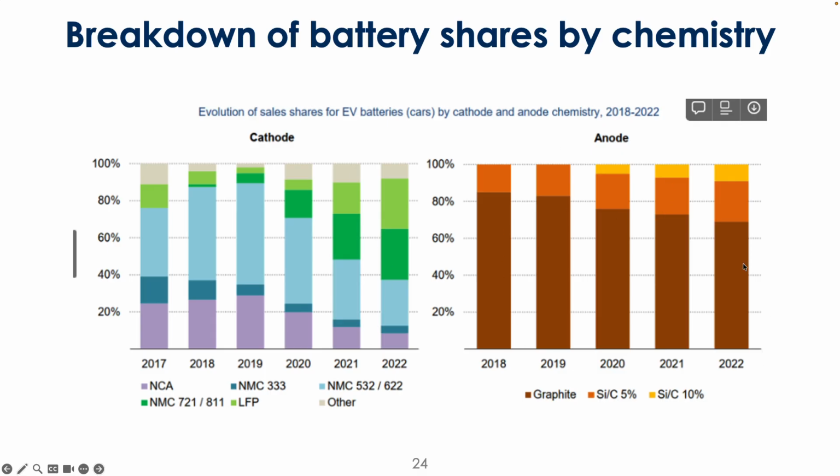That's all on the cathode side. On the anode side, like I mentioned, it's mainly graphite, and that hasn't changed a huge amount over time. There are these variations of graphite where you combine it with silicon, and those are starting to increase in popularity, but generally speaking, I think those are just variations of graphite anyways.